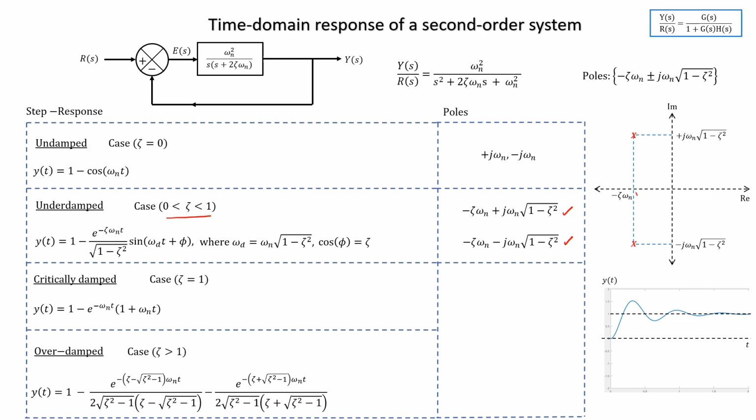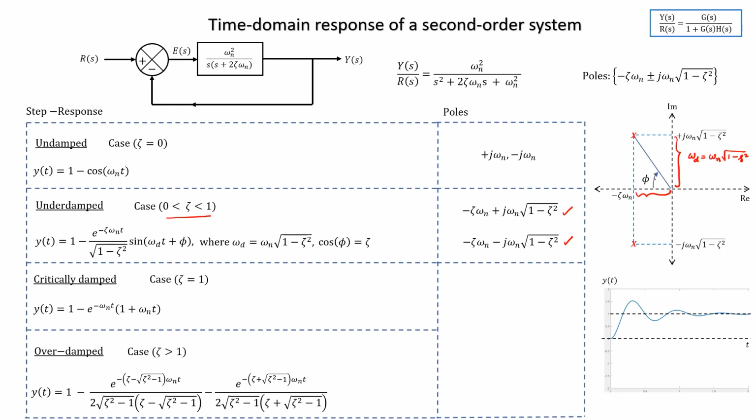An important thing to note here is that the magnitude of the real part is zeta omega n, and the magnitude of the imaginary part is omega n root over 1 minus zeta square, which is nothing but omega d. If you remember, we had defined this term omega d, and that was called the damped oscillation frequency. So, omega d equal to omega n root over 1 minus zeta square is the imaginary part of the complex poles.